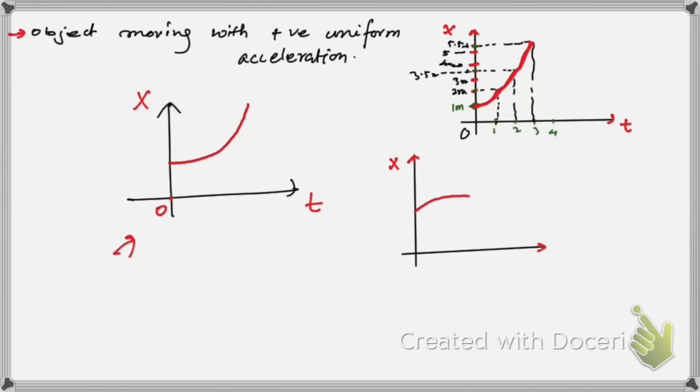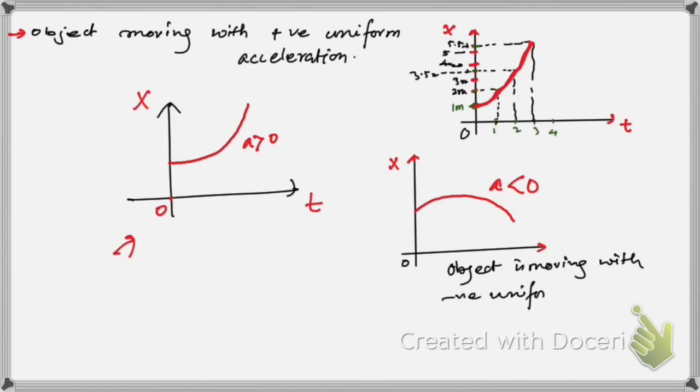If it is moving with negative acceleration, so when a is greater than 0 and when a is less than 0, right? So this is when the object is moving with negative uniform acceleration, right? So this is going to be the graph for negative acceleration, right?